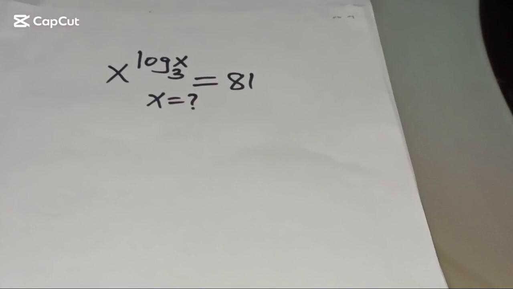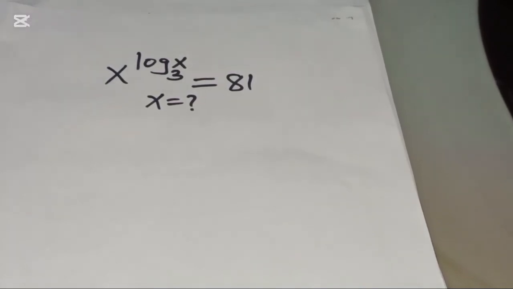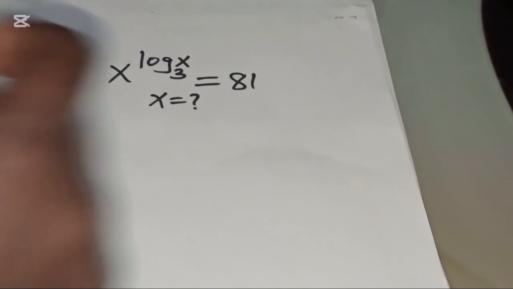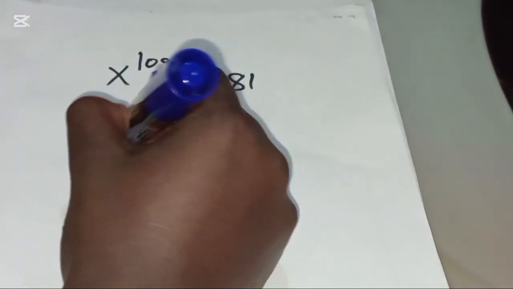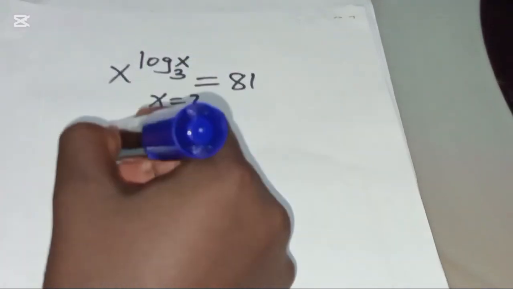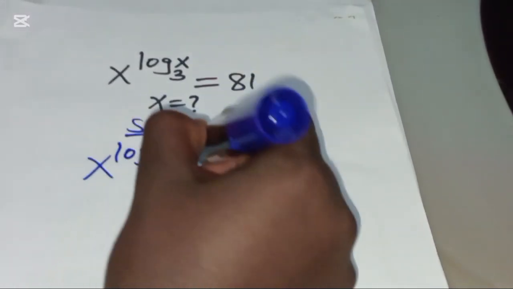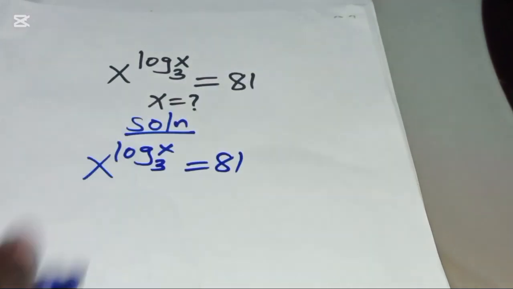Hello everyone, let's present a solution to this exponential equation: x to the power of log x to base 3 is equal to 81. So what is the value of x? Now the solution. From what we have here, x to the power of log x to base 3 is equal to 81.